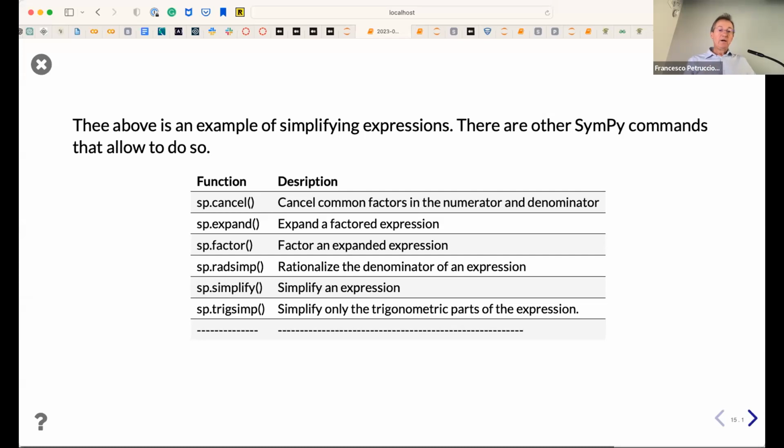Some that we didn't use is cancel. If you have a common factor in numerator and denominator, you can force it to cancel it. And then one that is very useful is trig simp, when you have trigonometric expressions and you want to simplify them.